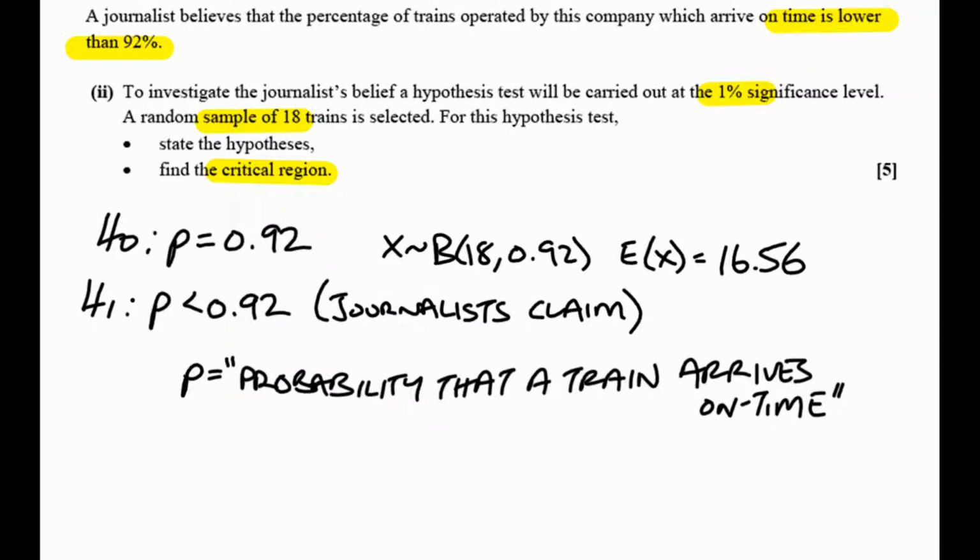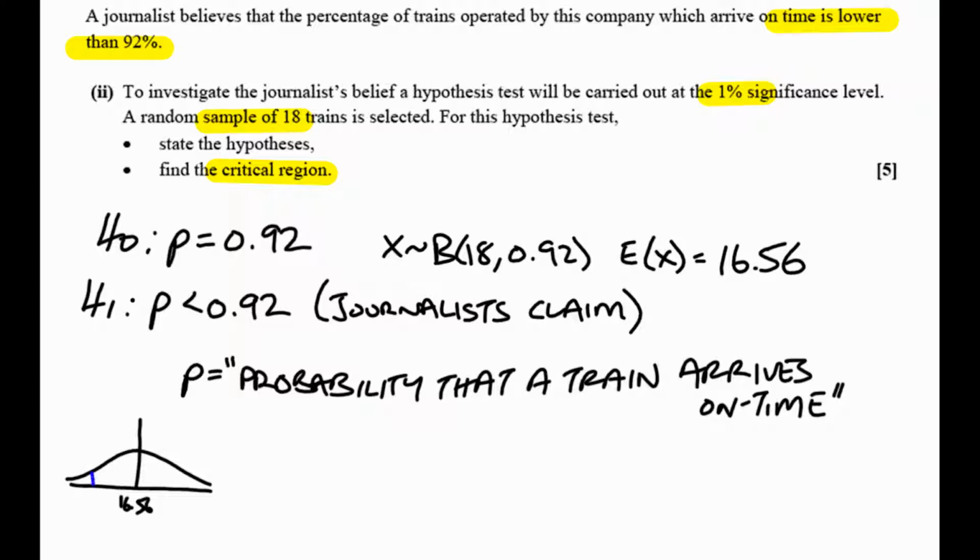Okay, so to carry out this hypothesis test, we need to set out the critical region. What exactly is the critical region? One of these diagrams usually helps to clarify exactly what's going on. Firstly, my alternate hypothesis is that we're looking for the probability to be less than 0.92, meaning I would expect fewer than 16.56 trains to be on time. So we just get in our 16.56.